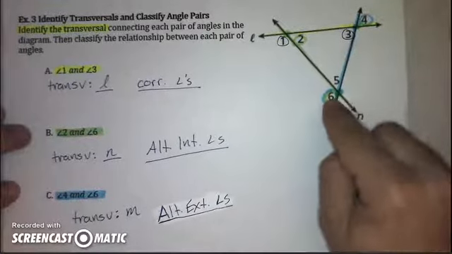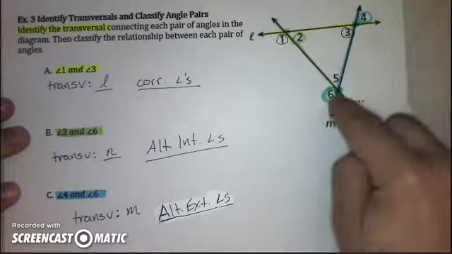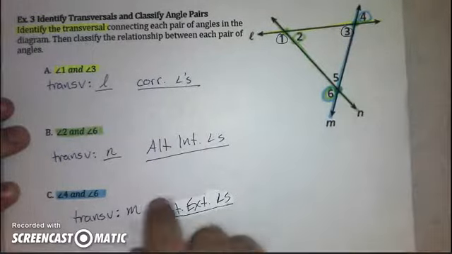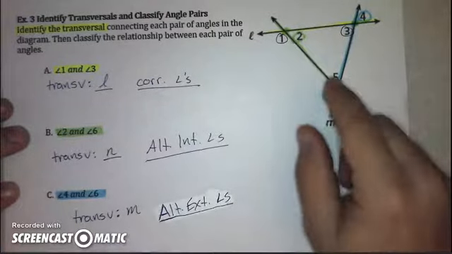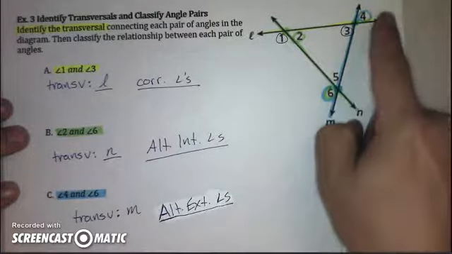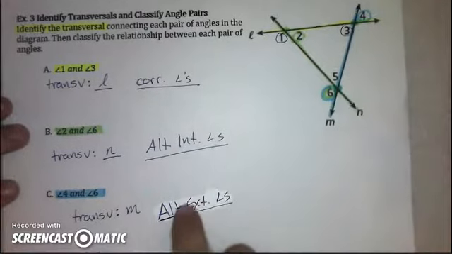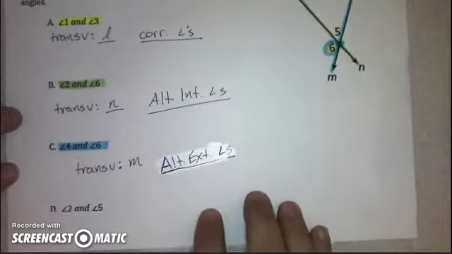Angles 4 and 6 share line M. Line M goes through both vertices of the angles, so they would have transversal M. And then, since they are on opposite sides of the transversal and both exterior angles, they're alternate exterior angles.